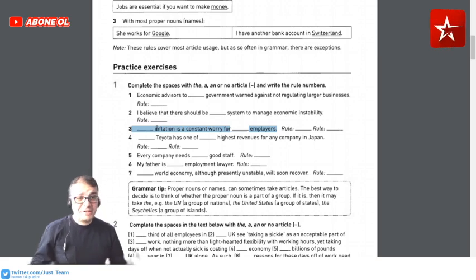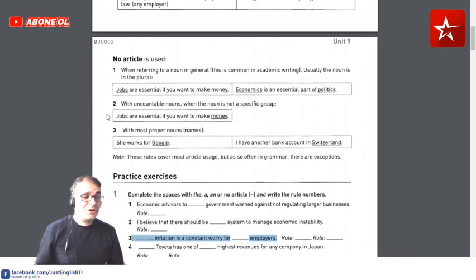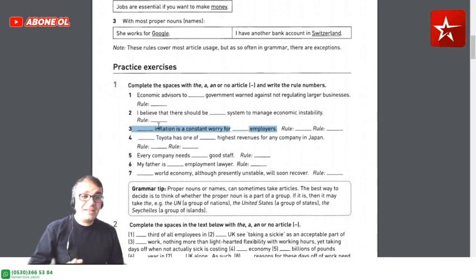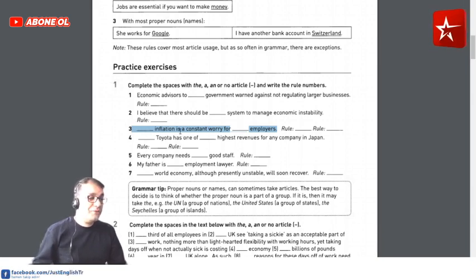Actually, there are no articles in number 3. Rules 1 and 2: no articles. There is no article at all in number 3, because both of them consist of rules 1 and 2. So there is no article. Inflation is a consistent word for employees. So this is what happened. You don't mention any article here.